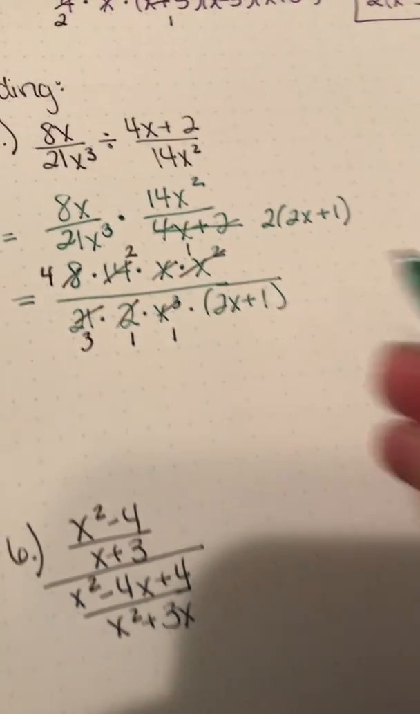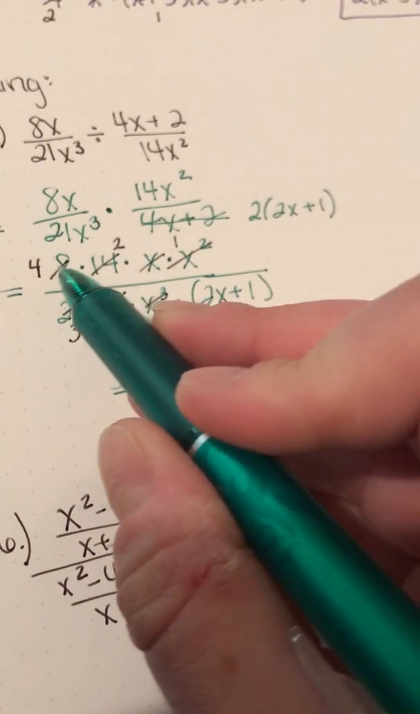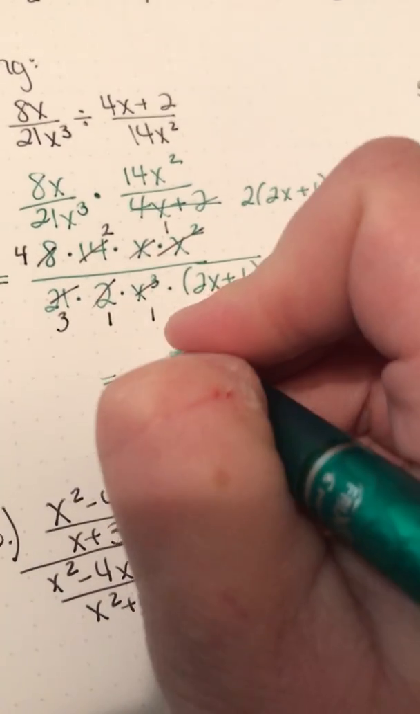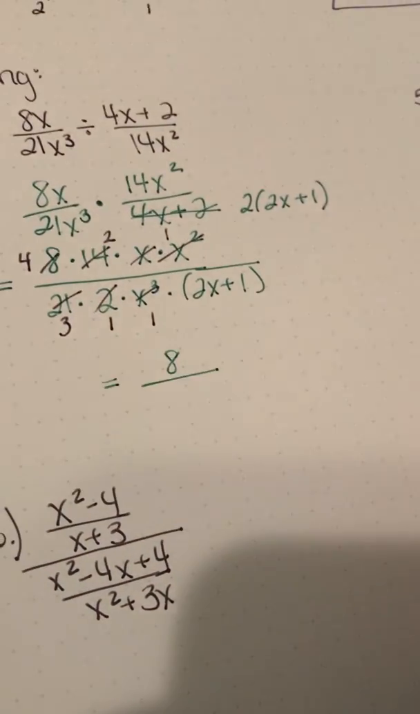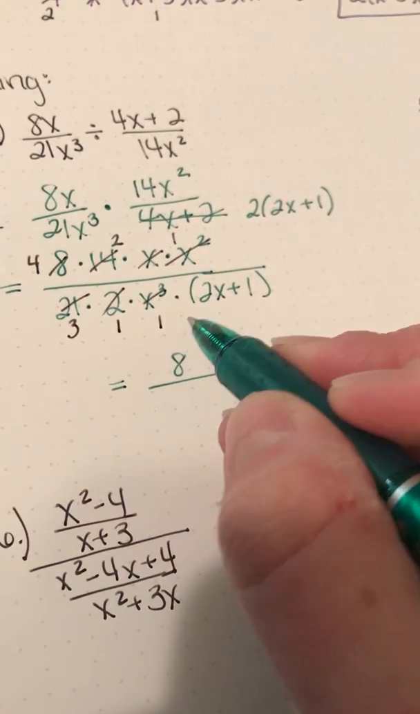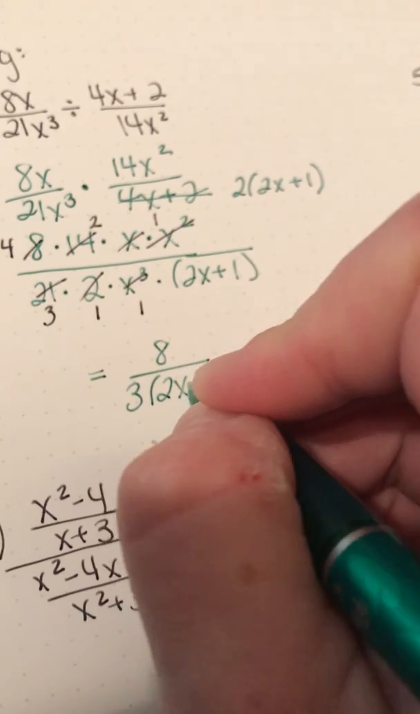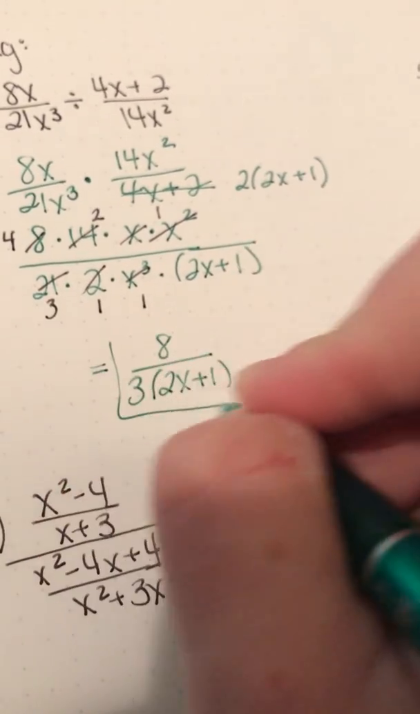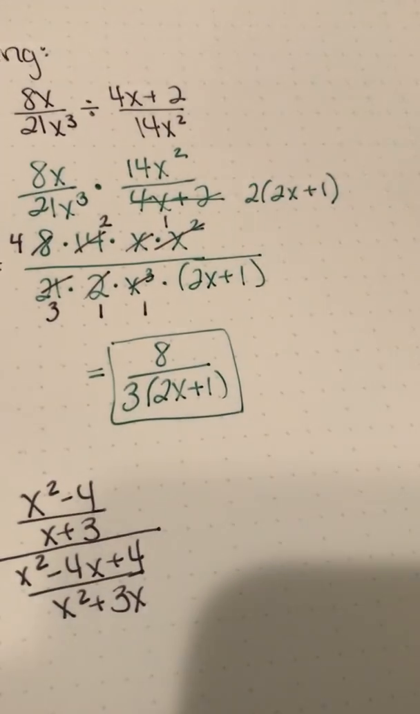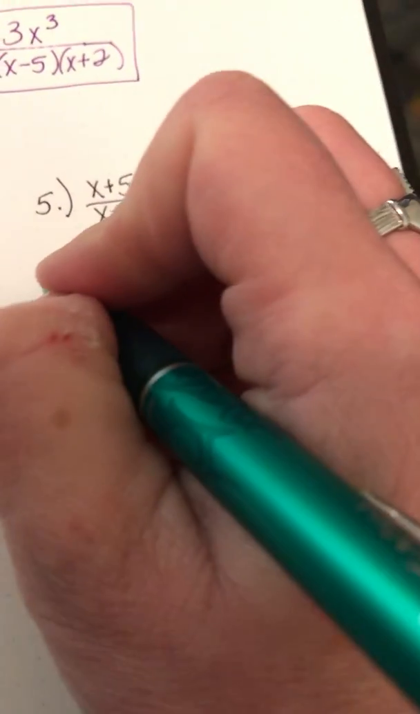And now we just multiply across. So in the numerator, I have 4 times 2 times 1, so I have 8. And in the denominator, 3 times 1 times this quantity. So we have 3 times 2x plus 1. And there's no need to multiply that out. You can leave it as is. Sweet. Nice job, guys. All right, on the right-hand side, here we go.